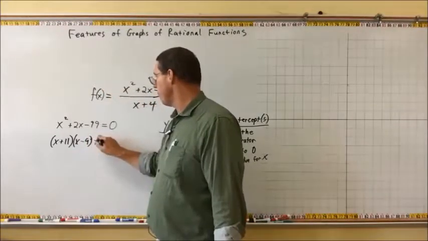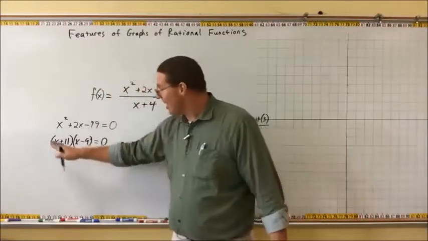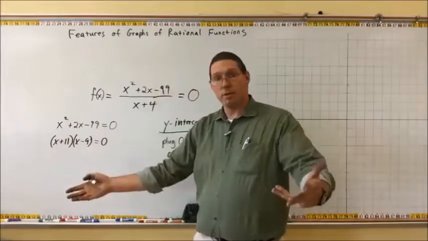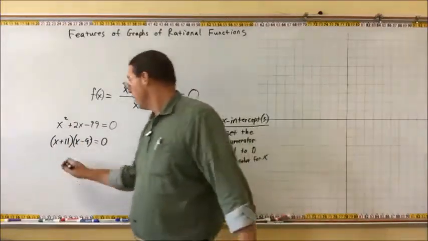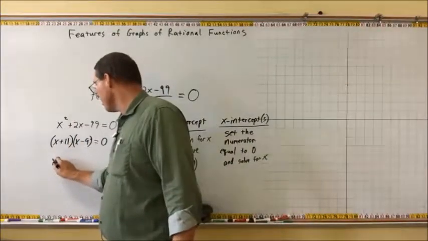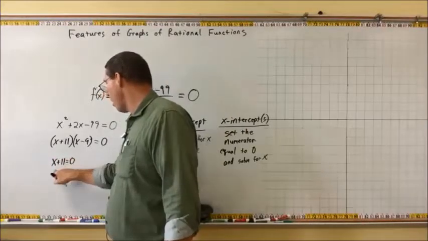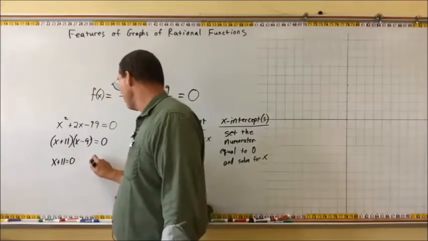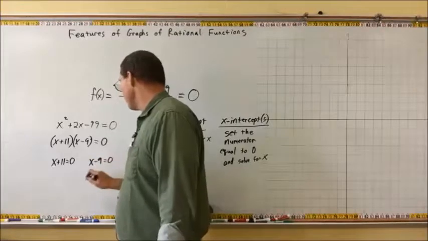And this is equal to 0. Now that we factored it, we set each of the factors equal to 0 and solve. See, they're linear now. Linear equations are easy to solve. X plus 11 is equal to 0. X minus 9 is equal to 0.